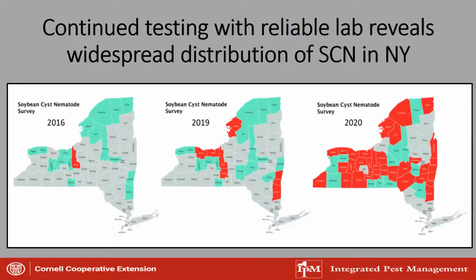And then in 2019, when I started with the New York State IPM program, we decided to work with New York State Department of Ag and Markets and do some more systematic testing and sampling specific to soybean cyst nematode. We started working with a lab that really specializes in this. And out of 25 samples, we identified another 6 counties. It was more than 6 fields, but 6 counties that were positive for SCN.